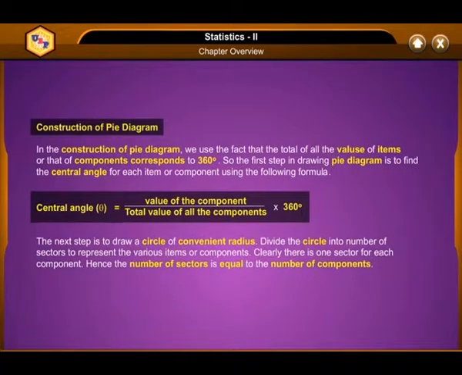The next step is to draw a circle of convenient radius. Divide the circle into a number of sectors to represent the various items or components. Clearly, there is one sector for each component. Hence, the number of sectors is equal to the number of components. We illustrate the construction of a pie diagram with the help of the following example.